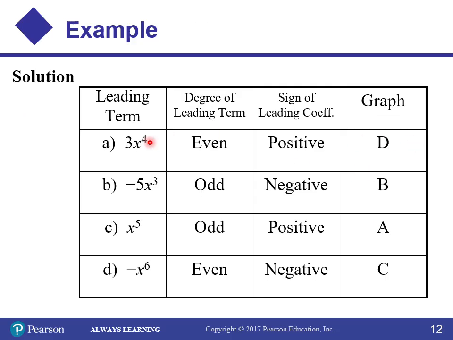Like we said, your A matches with graph D because it's even and positive. Then your B matches with graph B because it's odd and your number in front is negative. On graph C, it's an odd term there and positive in the front because that is greater than 0, and so that matched with graph A. The last one, because you had the 6, it's even, and in front it's negative, so we matched it with graph C. Make sure you've filled that in on your chart.